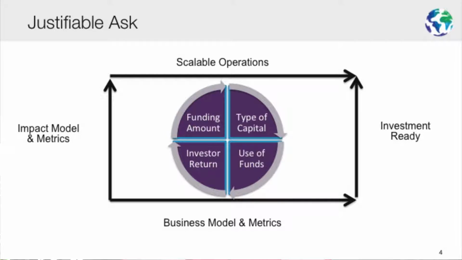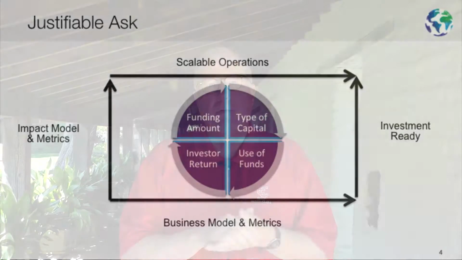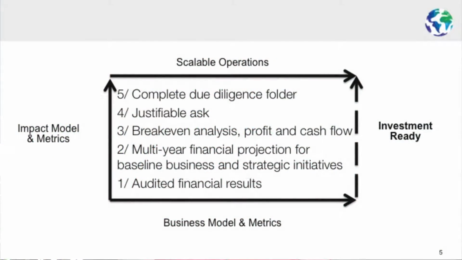You've seen this probably in the past when Cassandra talked about the GSBI ARC. This part is all about investment readiness. When we think about investment readiness, there are at least 5 layers you should be thinking through. The first is that you're going to have audited financial results from 2015. We need a multi-year financial projection with break even, both from a profit perspective and also from a cash flow perspective. And be sure that your projection includes your strategic initiatives.